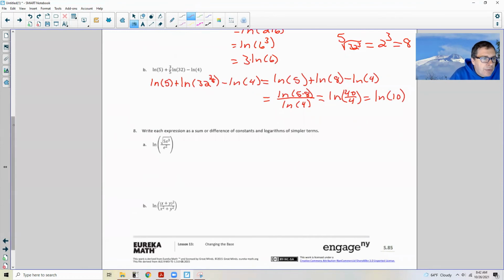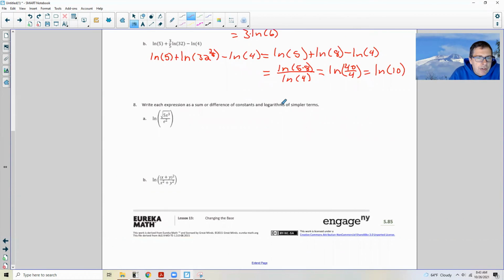All right, number 8. It says to write each expression as a sum or difference of constants and logarithms of simpler terms. So this is going to equal, and we're going to split this all up. So multiplication. I can rewrite the square root of 5x cubed as the square root of 5 times the square root of x to the third power. We can split those up. And in doing so, I can then say it's addition. So the natural log of this becomes the natural log of the square root of 5 plus the natural log of the square root of x cubed. I just did 2 steps in one there. And then it's minus, because it's down in the denominator, the natural log of e squared.